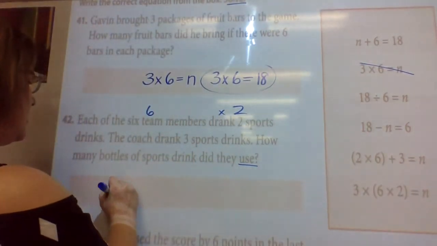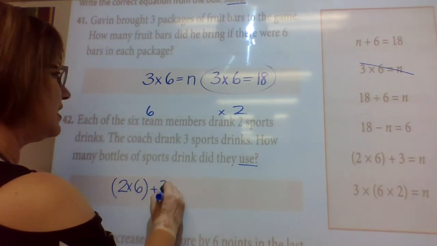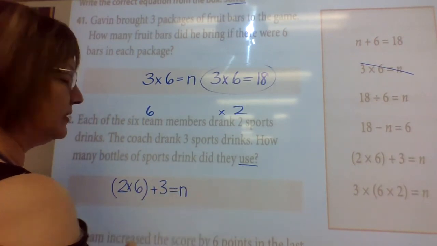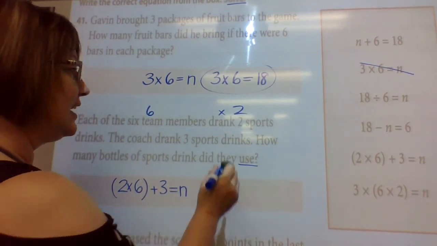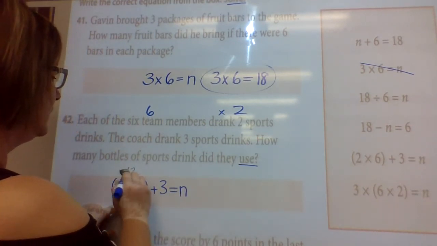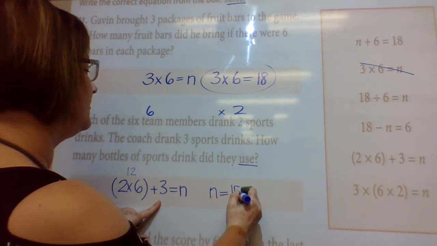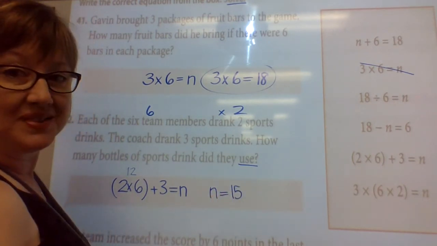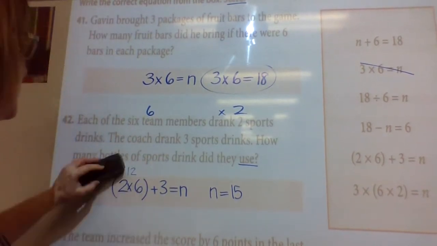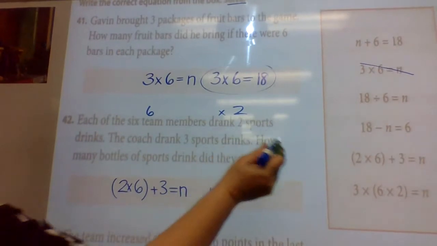So let's write that over here. 2 times 6 in parentheses plus 3 equals n. Okay, and we know that 2 times 6 is 12. Plus 3 is 15. So we're going to write n equals 15. Okay, see how we're kind of doing a little bit of an algebra prep stuff here? Okay, cross off this one.